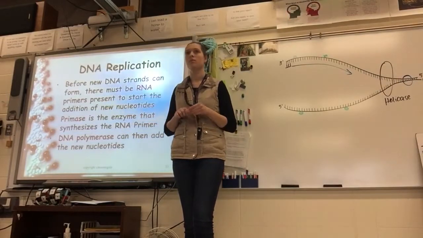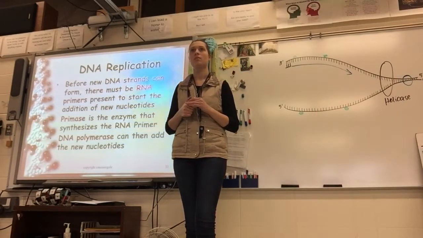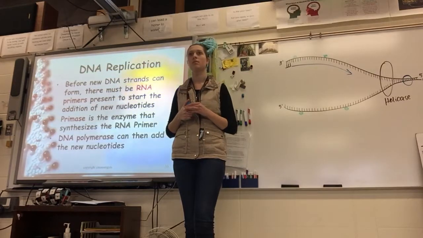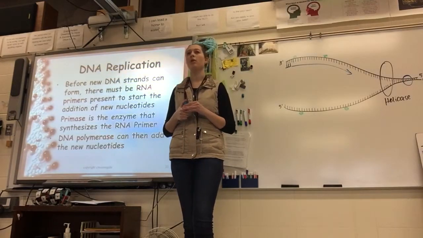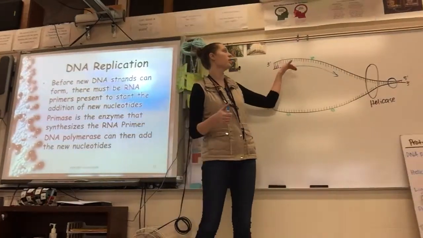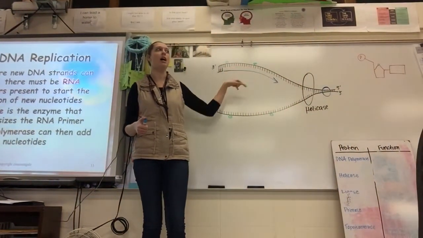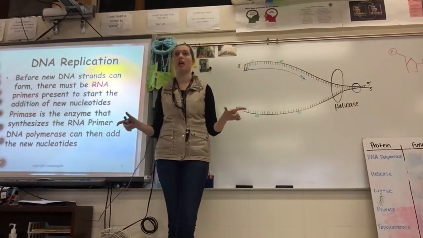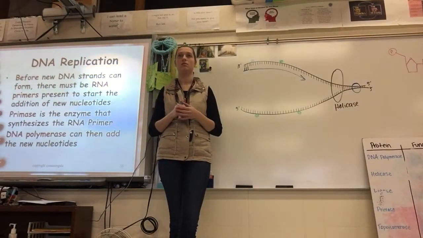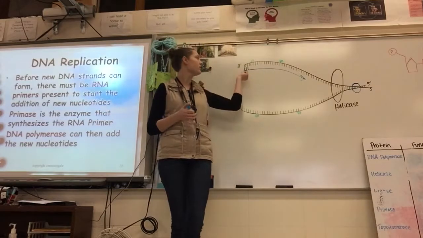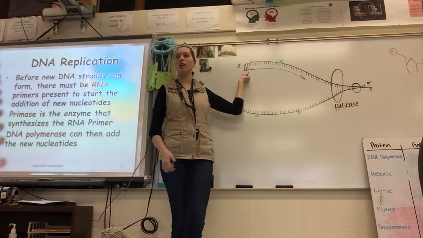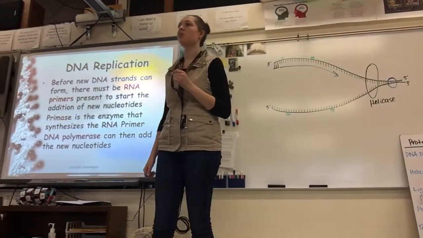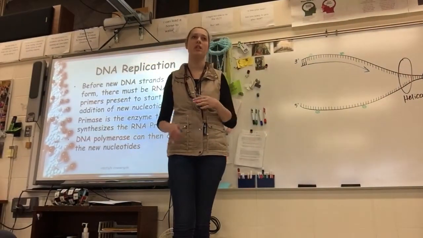It tricks it into being like, oh, this is what you need. It's kind of like photocopying. So what we're doing is we're going to try and replicate each side in order to make two copies of our DNA. Okay? We have to put down this little chunk here first. That's our RNA. And once we have that little RNA primer, we can start adding on some of our DNA nucleotides.